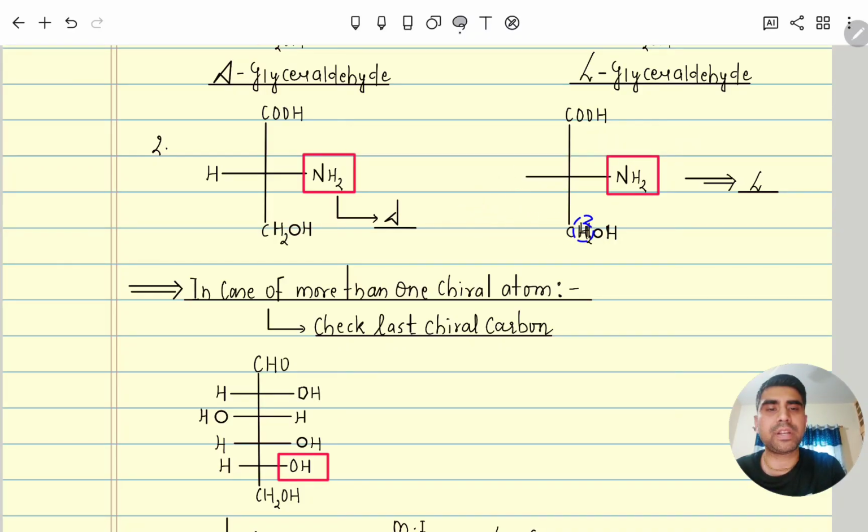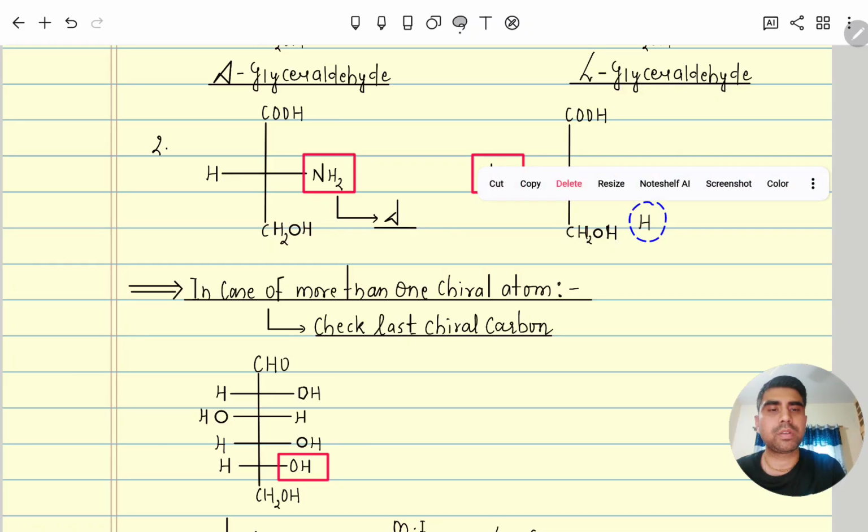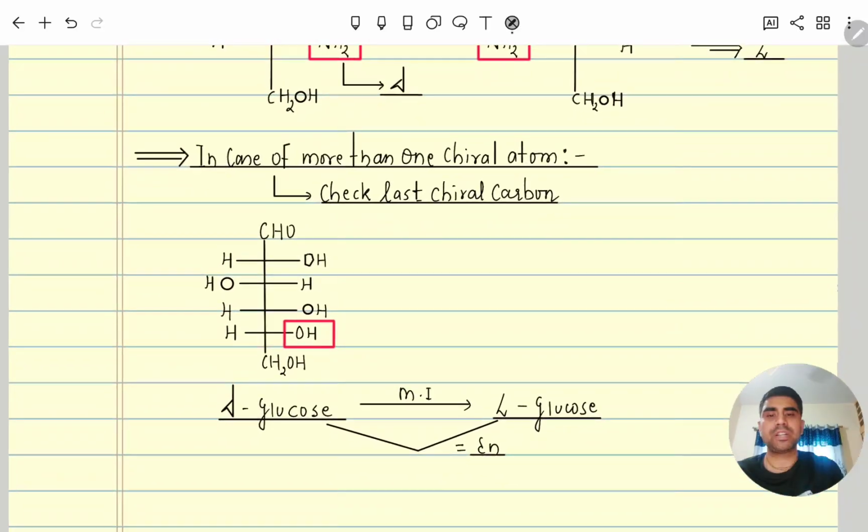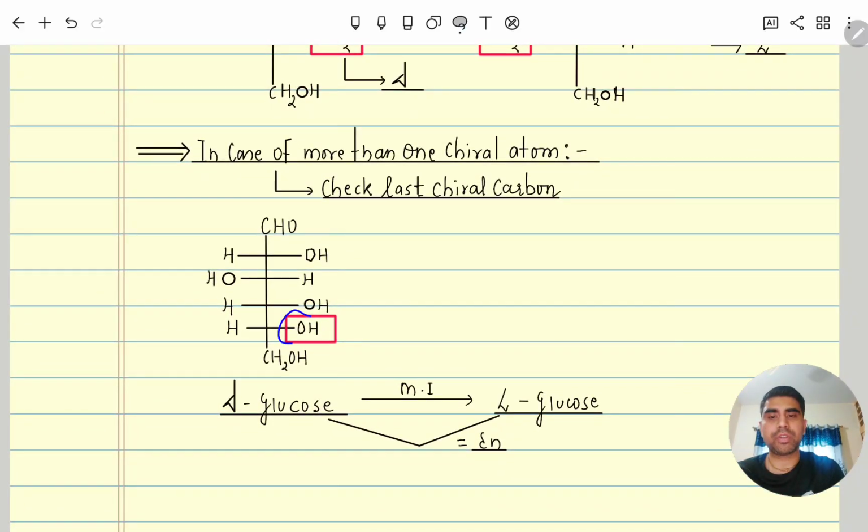So here we need to correct this a little bit. Here it should be left hand side, student. So this one. Clear? Next. In case of more than one chiral center, we always go for the lowest one. So this one is the lowest chiral center. This is not a chiral center. So the OH on the lowest chiral center will determine its nature. So this is D-glucose. Remember, its mirror image will be L-glucose and both will be enantiomers. Clear? Next, moving further.